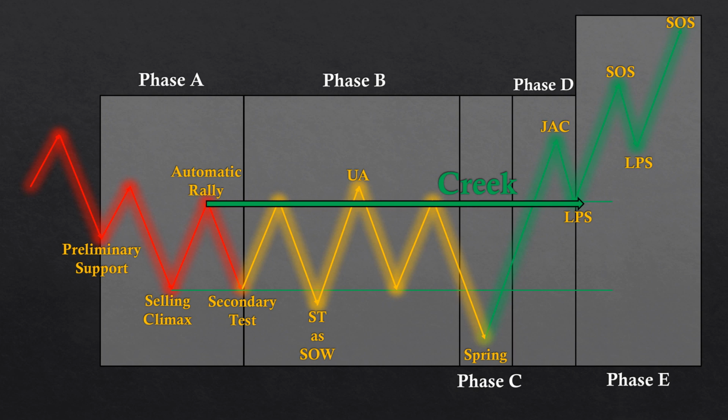The first change of character occurs in phase A, when the market goes from a downtrend to a sideways market, and the second change of character occurs in phases C and D, when the market goes from a sideways move into an uptrend. Let's quickly review the events and phases of an accumulation structure.